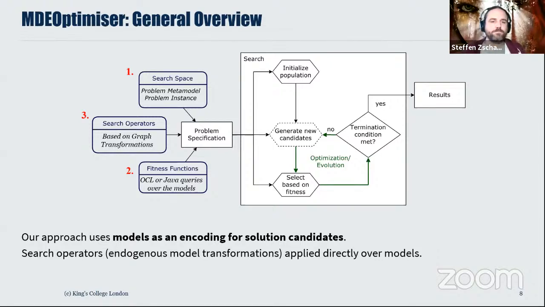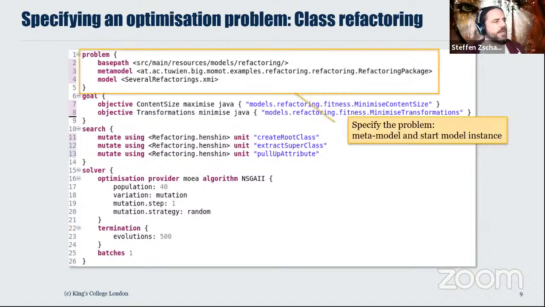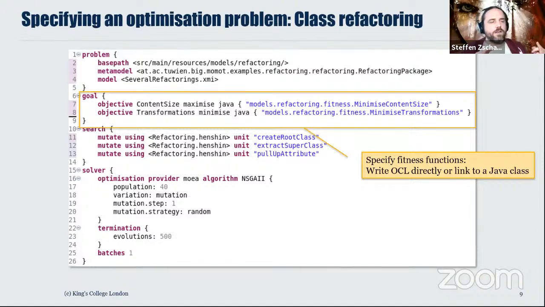So here's what that looks like in the MDEOptimiser tool. This is how you describe a search problem in these 4 parts here at the top. You don't have to read this in detail. It's just to give you an indication. At the top, we describe the actual problem, and that consists of the meta model. And this is just a link to a standard meta model file here, and the start model. And again, that just links out to the file where that model is. Then we specify the fitness functions, and in our tool, we provide 2 options. You can either write some OCL directly in here, or more typically what we tend to do is we just link to a Java class, and I'm going to show you one of the example classes here in a moment.